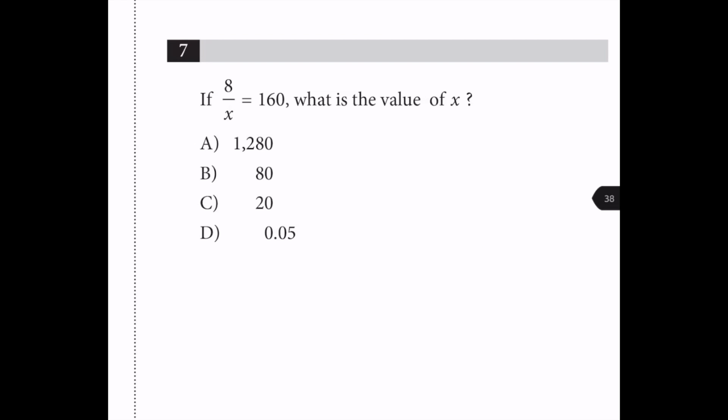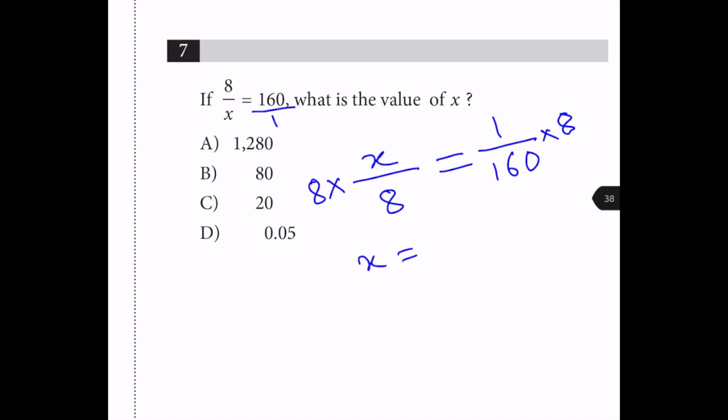The easiest way to do question 7 is to flip both sides of the equation. And to do that, I'm going to write over 1 on the right. So if I flip both sides, it becomes x over 8 equals 1 over 160. And when I multiply both sides of the equation by 8, x becomes 8 over 160.